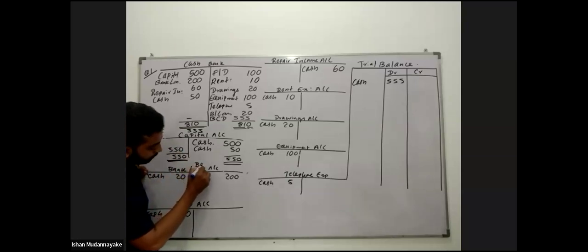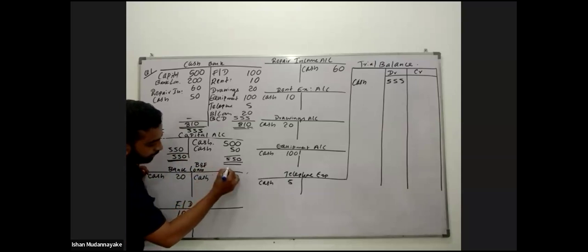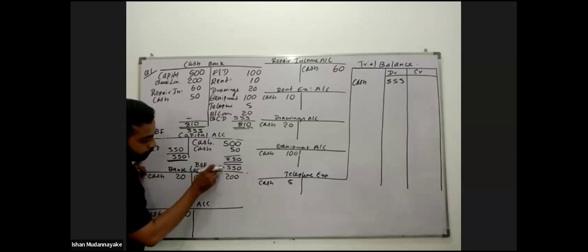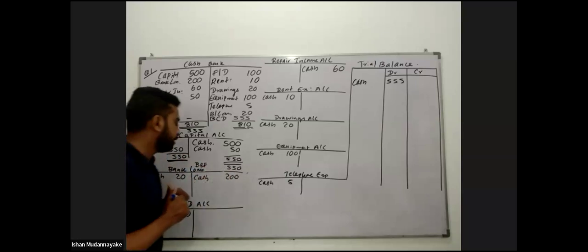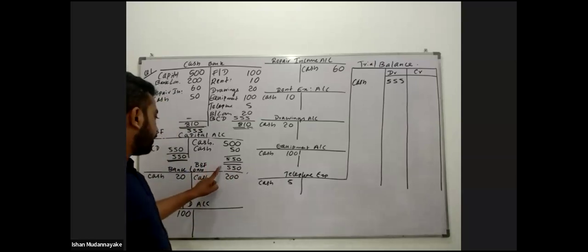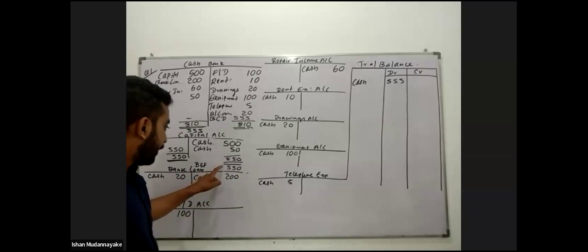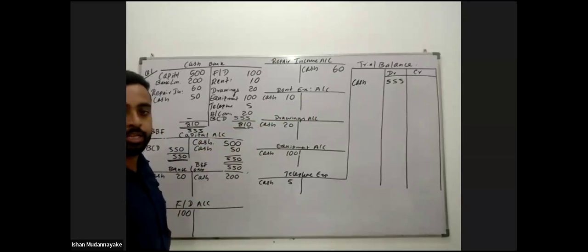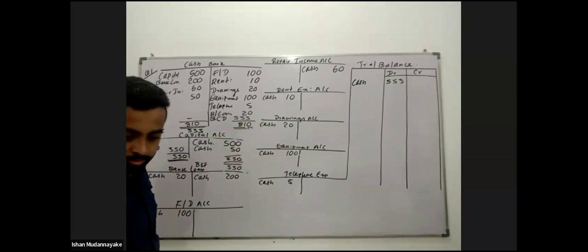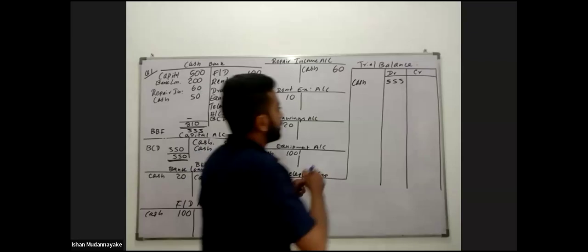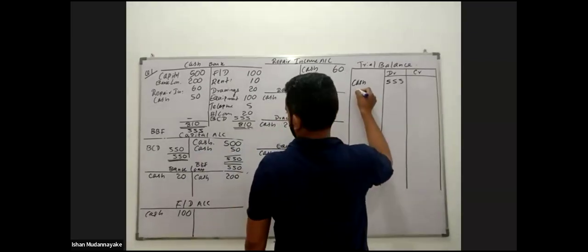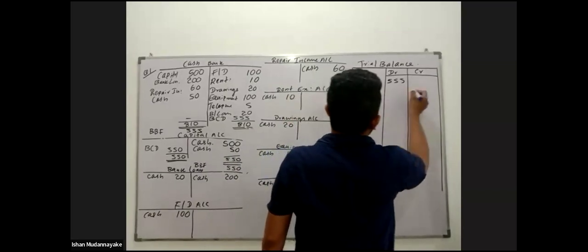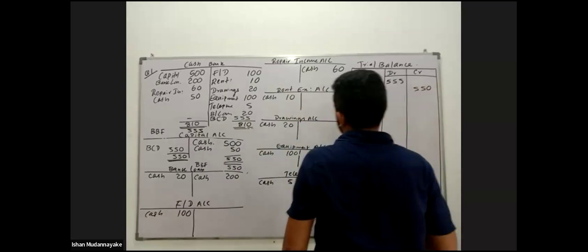Balance brought forward BBF 550. Balance carried down 550, balance brought forward 550. In the capital account, the balance brought forward is on the credit side. Therefore, we record the capital account balance on the credit side of the trial balance. Okay, capital 550, on the credit side of the trial balance.